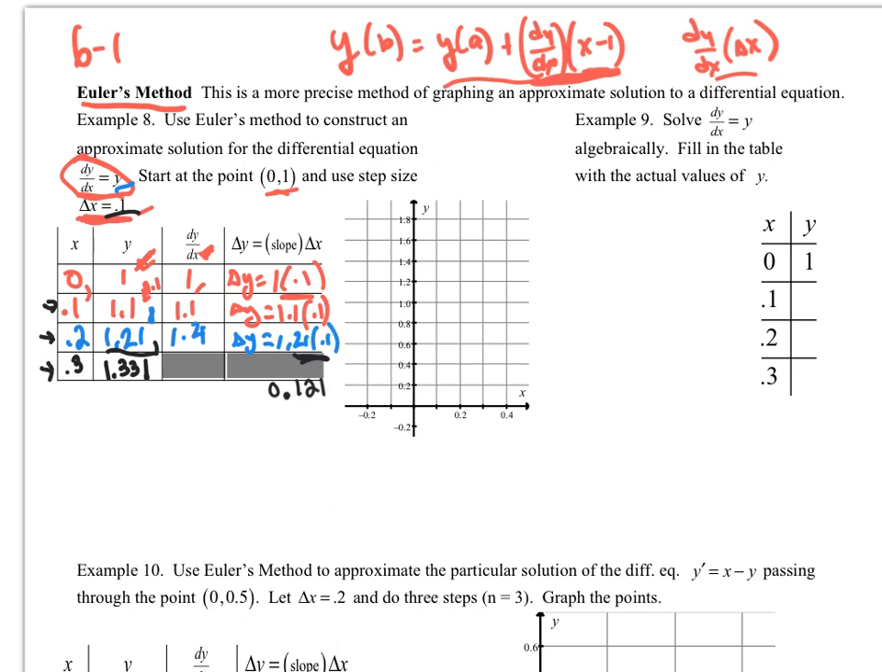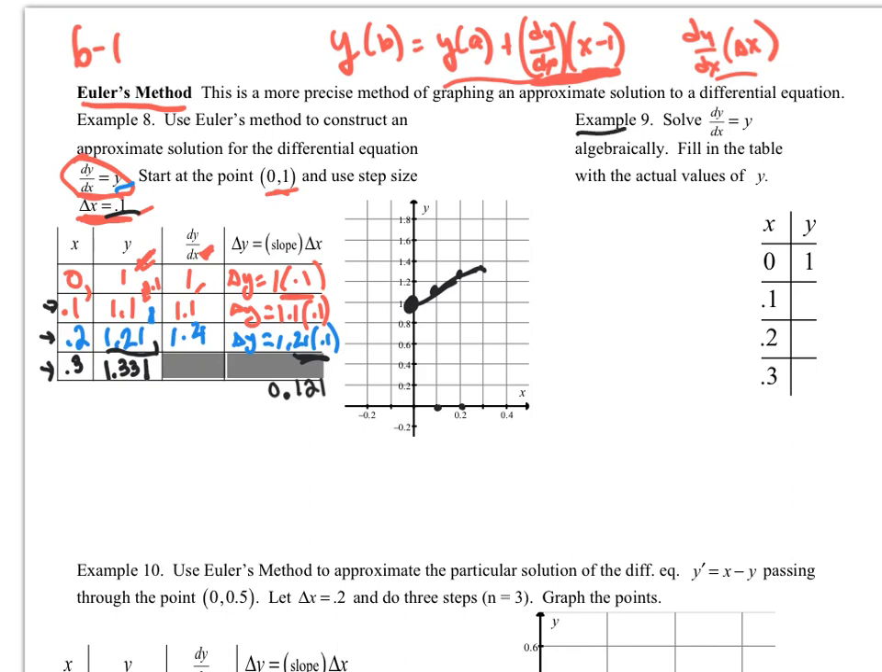So when I do this, we start at 0, 1, which is right here. Then my next point is going to be 0.1, 1.1. And then my next one is going to be 0.2, 1.21. And then my next one is going to be 0.3, 1.331. So I think I'm sloping off, tailing off a little bit, but we're really zoomed in. So that's approximately what's happening to our curve.